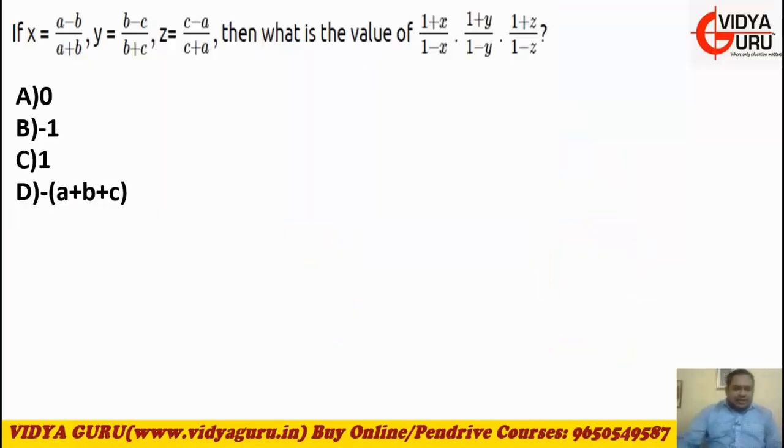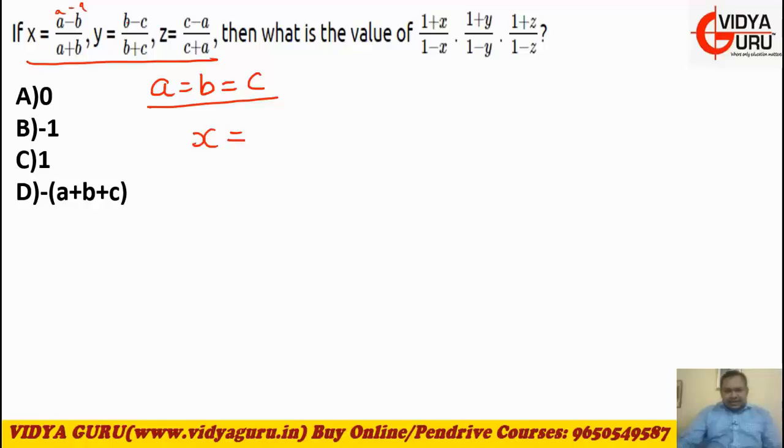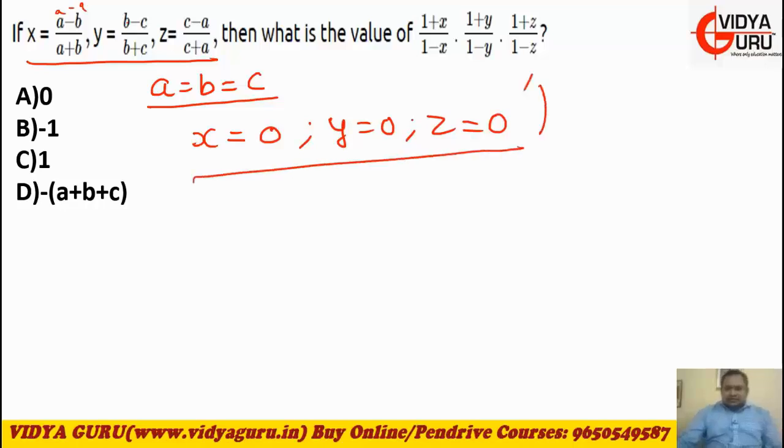Now look here. This expression is symmetrical. Here a plus b, here b plus c, same variables, every variable is treated equally. So basically there is a big hint that the best way to solve this is to assume all variables to be equal. If all variables are equal, then the given information is x is equal to a minus a, so 0 by something, so x is equal to 0, y is equal to 0, z is equal to 0. So based on this, now solve this.